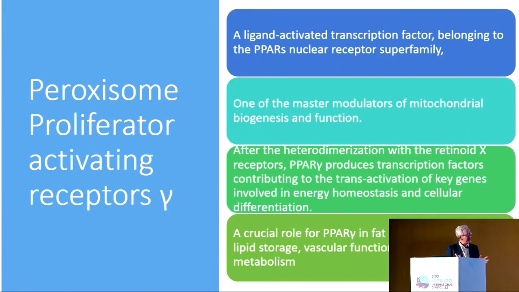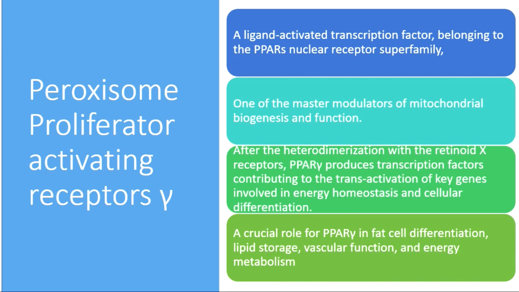So considering all that, we decided to try to treat vitiligo cells with activators of peroxisome proliferator-activated receptors. These PPARs are ligand-activated transcription factors that work as nuclear receptors, basically like the receptor for retinoic acid and also for vitamin D. They are one of the master regulators of mitochondrial biogenesis and function. These drugs are normally used clinically to treat diabetes.